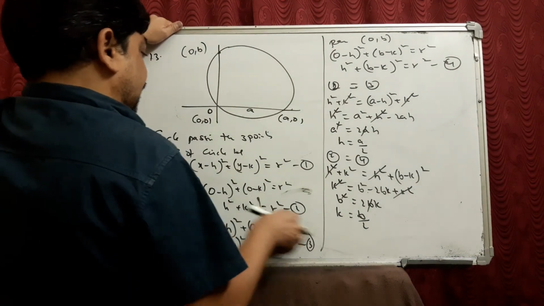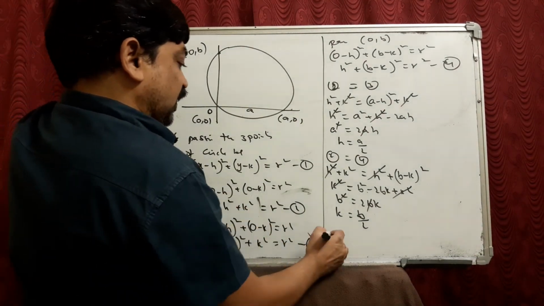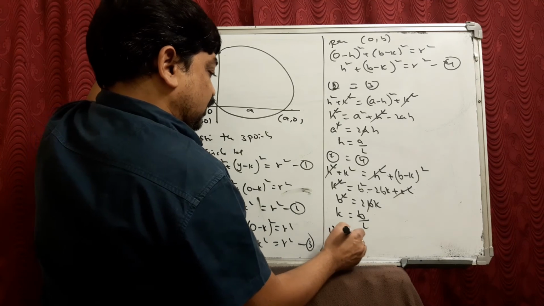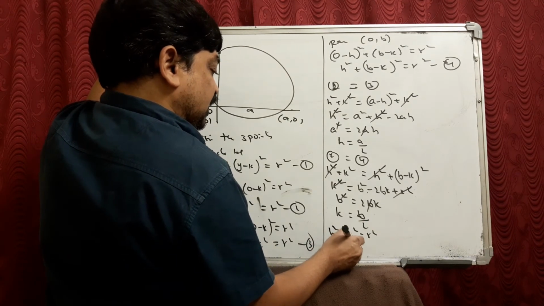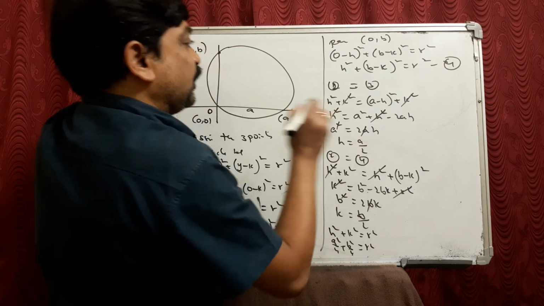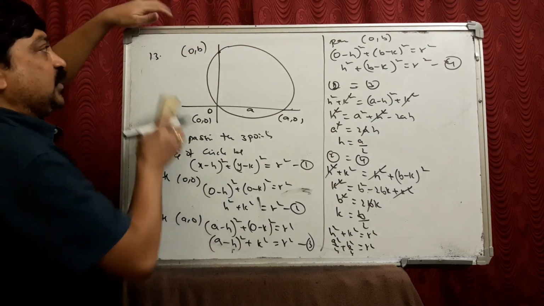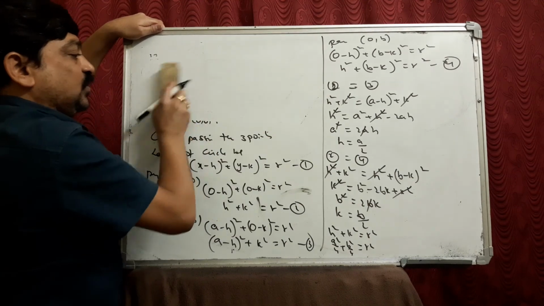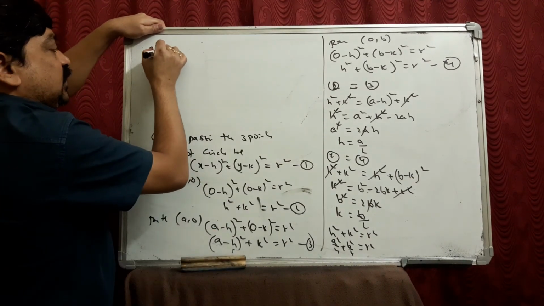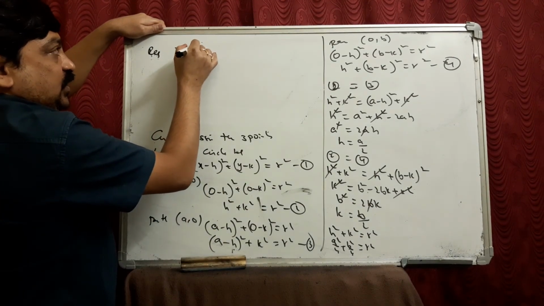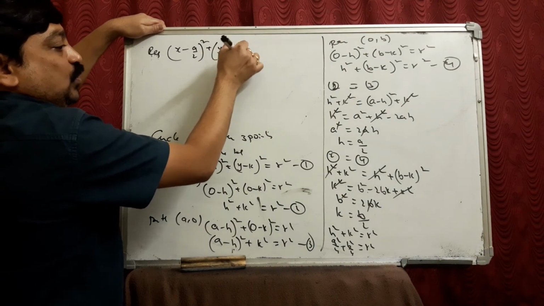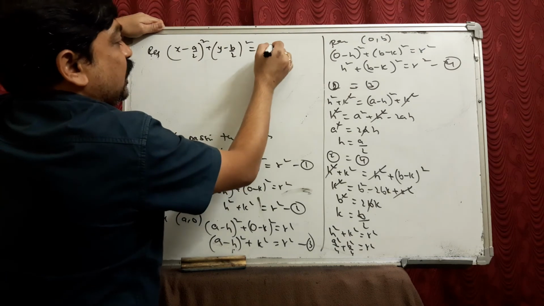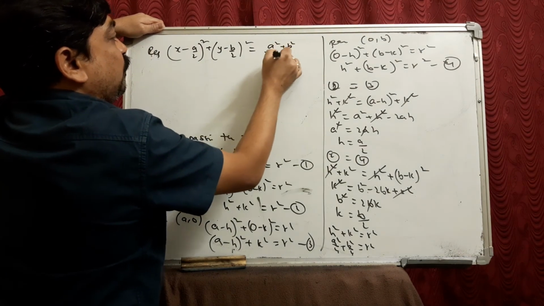Now to find out the radius, substitute in the first one. H square plus k square equal to r square. So a square by 4 plus b square by 4 is equal to r square. So what about the required equation? I'll do here, guys. Look here. Required equation is x minus h, a by 2 whole square, y minus k, b by 2 whole square, r square, a square plus b square by 4.